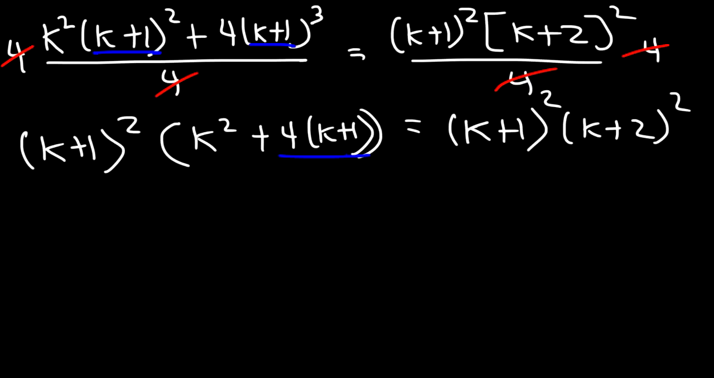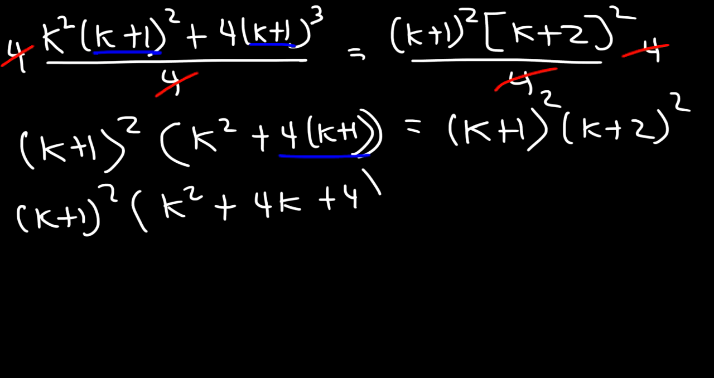So let's begin by distributing the 4. So 4 times k, that's 4k, and then 4 times 1 is 4. Now, we have a trinomial that can be factored. So we need to find two numbers that multiply to 4 and add to 4 at the same time. So that's going to be 2. 2 times 2 is 4, 2 plus 2 is 4.